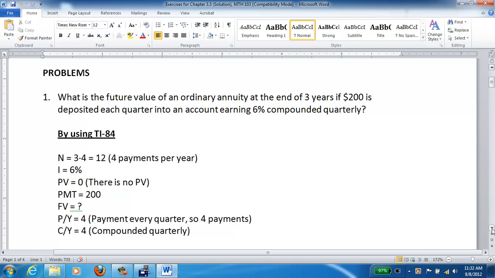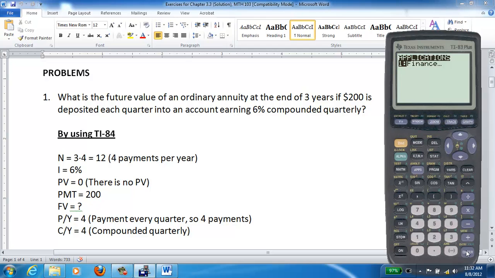From now on we don't have a present value, but we have a payment of 200, and then you look for the future value. P/Y will be 4 because you have 4 payments per year, and then compounding quarterly. That means C/Y will be 4. P/Y and C/Y will be the same, payments per year and compounding periods per year will be the same. So let's go to see how to use the graphing calculator.